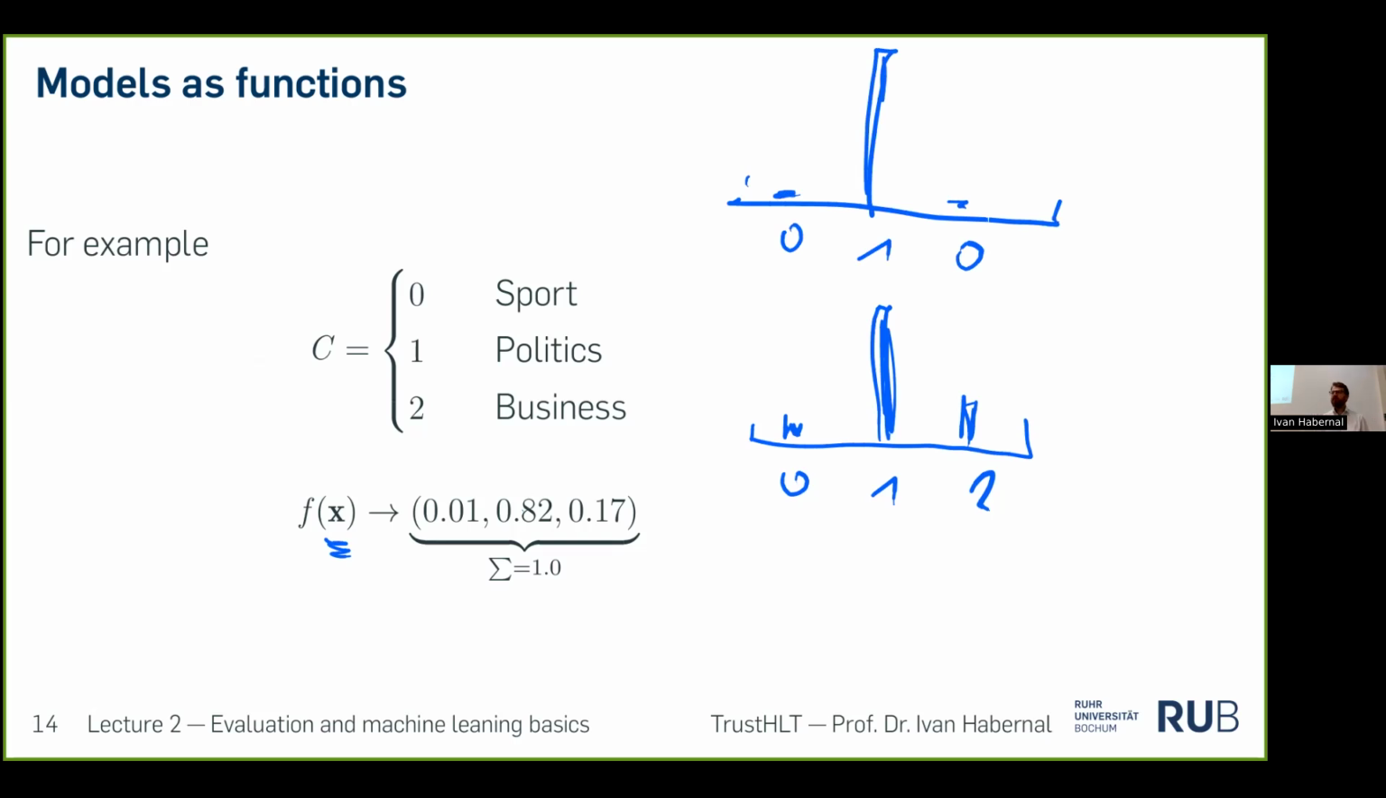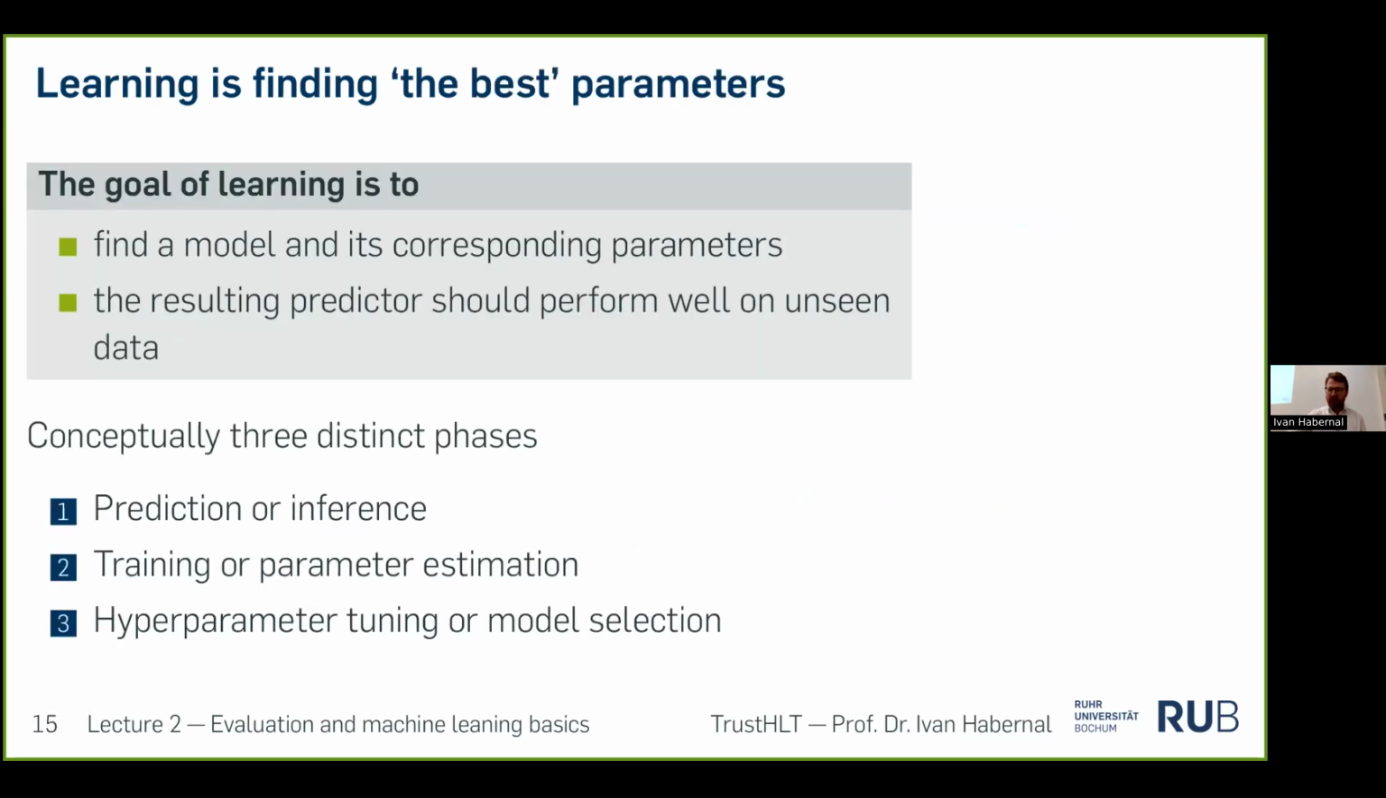Any questions? Doesn't make sense? Okay. All good. So we try to predict the best parameters, the theta, and of course the generalization. So the resulting predictor should perform well on unseen data. So this is what we want.